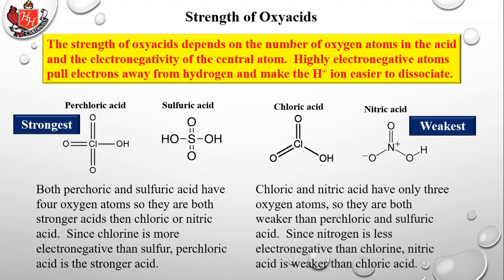Over on the right, the chloric and nitric acid have only 3 oxygen atoms, so they are both weaker than perchloric and sulfuric acid. Since nitrogen is less electronegative than chlorine, nitric acid is weaker than chloric acid. So there you see the order from left to right, strongest to weakest of those oxyacids.